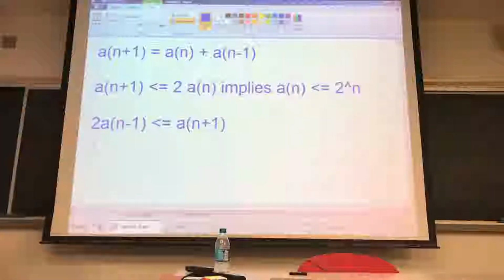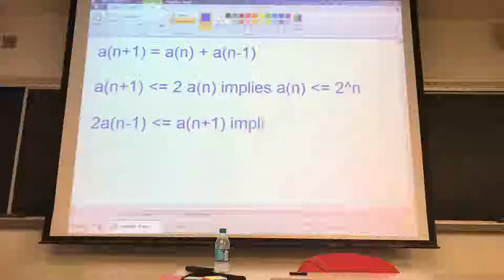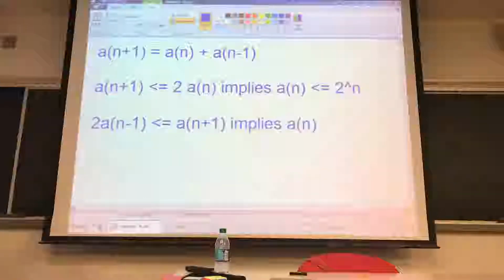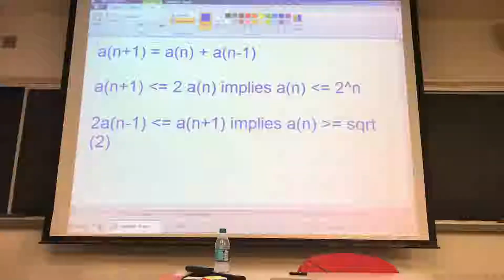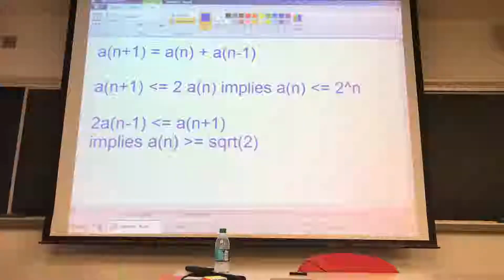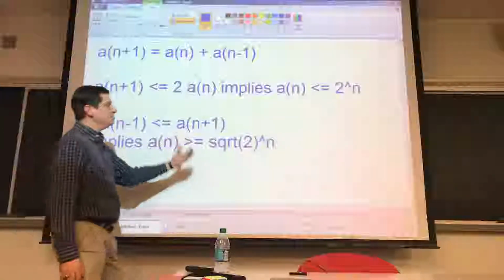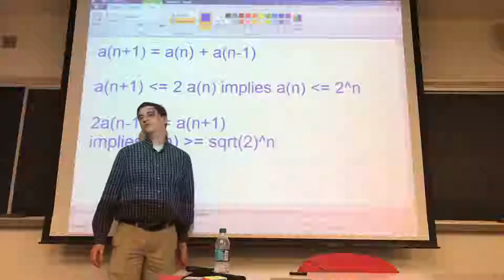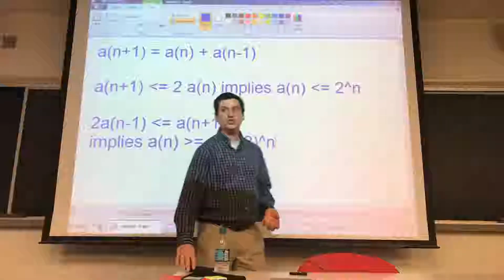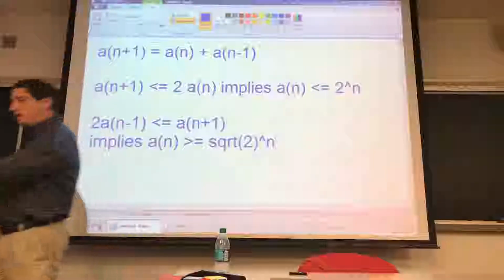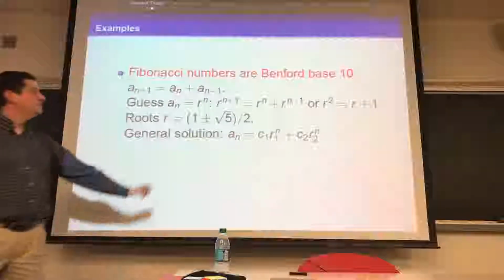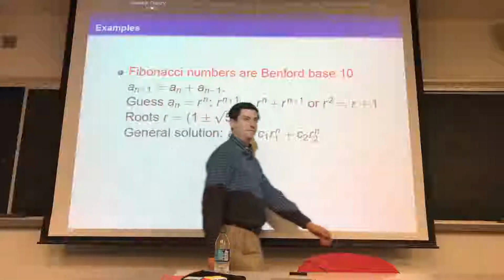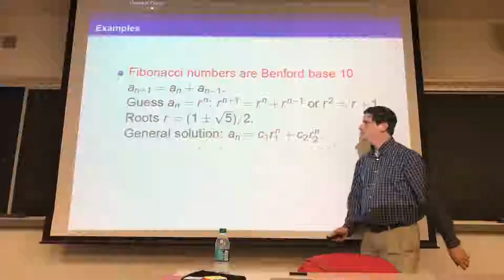And this will imply a_n is greater than or equal to square root of 2 to the n. So this is a very simple argument, and it tells us it's going faster than root 2 to the n, and it's going slower than 2 to the n. So it suggests that there really is a good reason to believe that the growth rate is like r to the n. And we get Binet's formula.